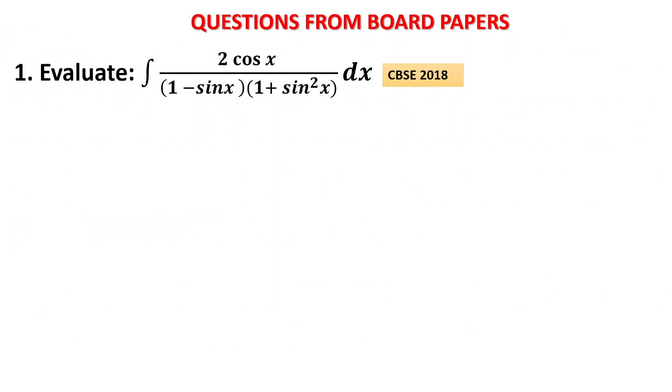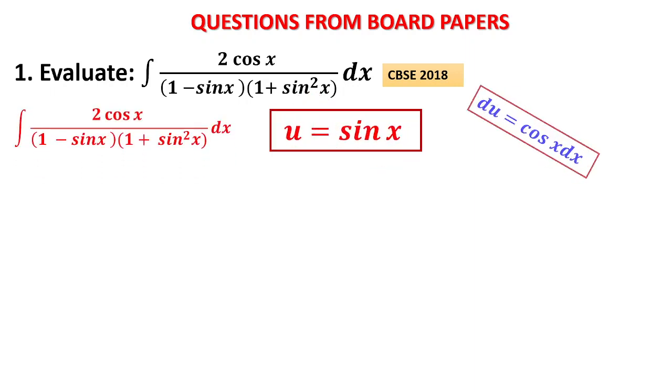One question from each topic we will discuss today. Let us start with one question from integration, that is from the CBSE 2018 question paper. Integral of 2 cos x divided by (1 minus sin x)(1 plus sin square x) dx. By seeing the question itself, you might have guessed that it can be done by means of substitution because the differentiation of sin x is in the numerator.